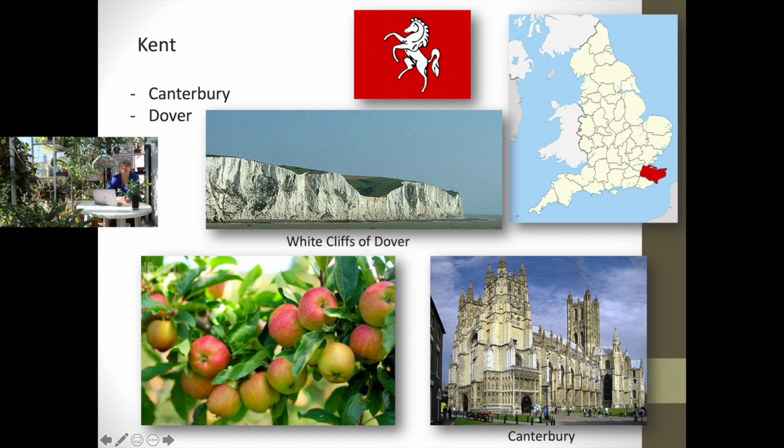What else? There was a song around the time of the Second World War, White Cliffs of Dover, a kind of patriotic song, trying to convince the people that everything will be turning for the better, and there will be birds flying over the White Cliffs of Dover. So that's Kent.